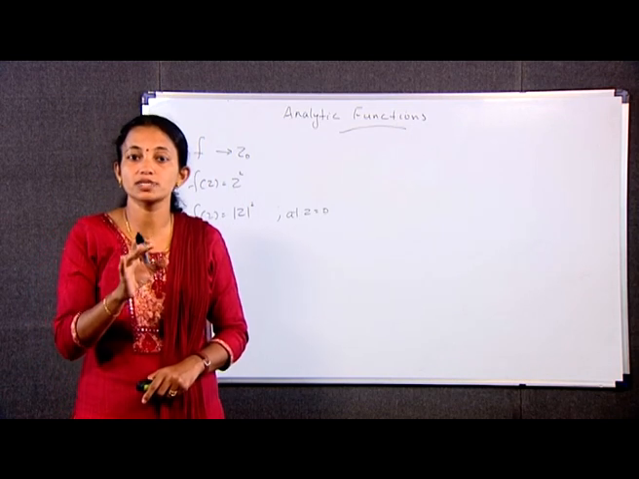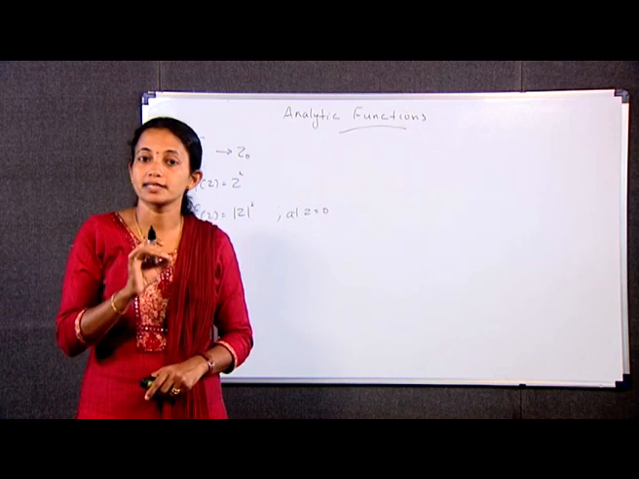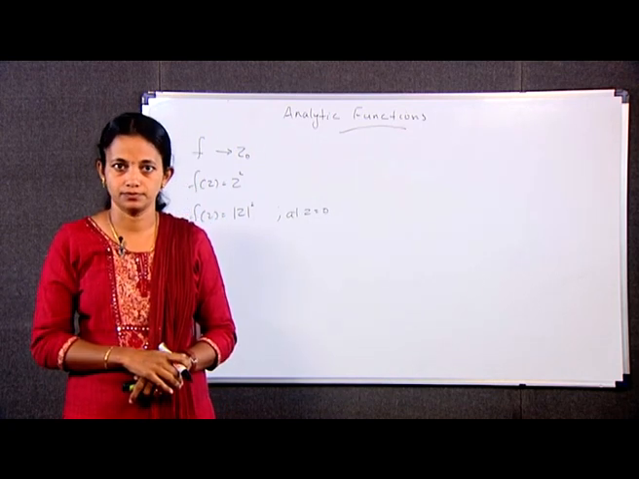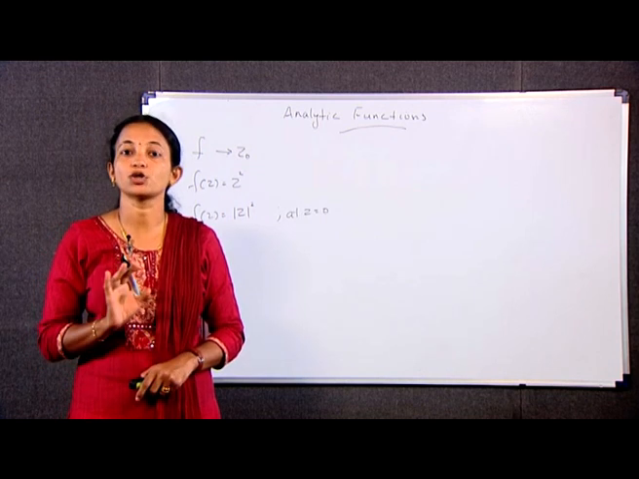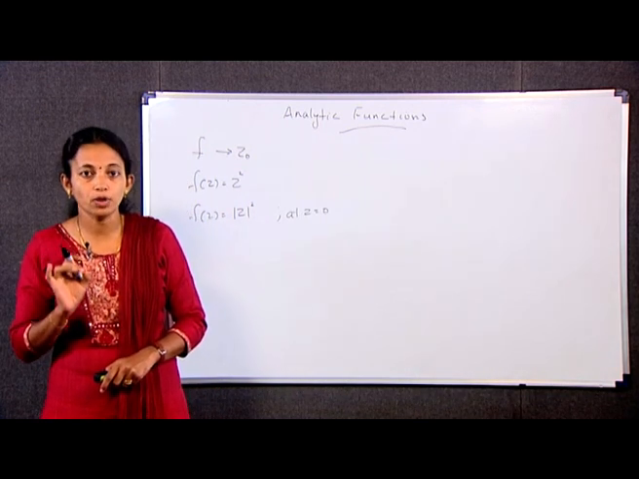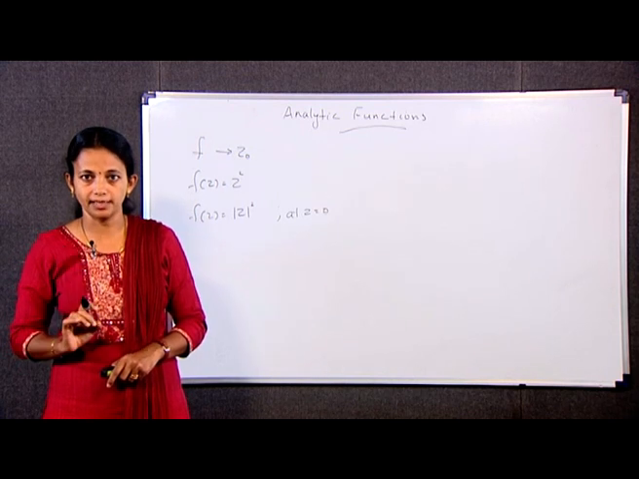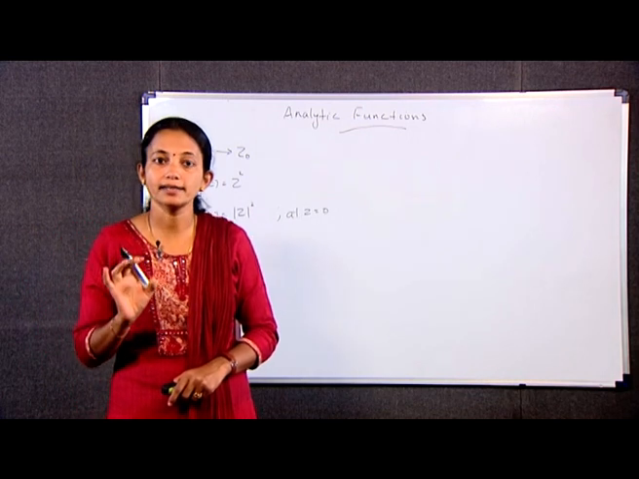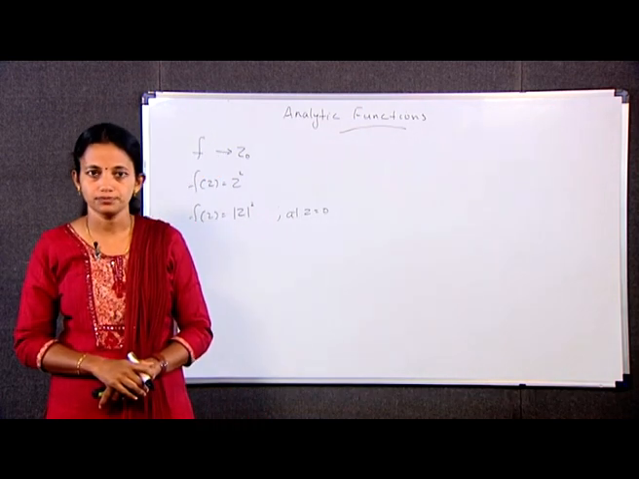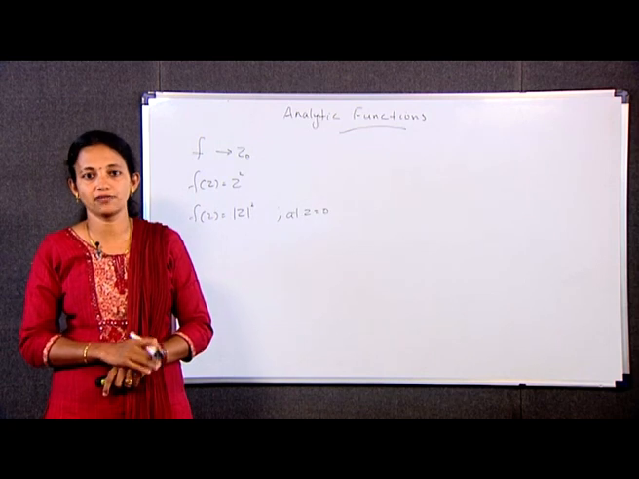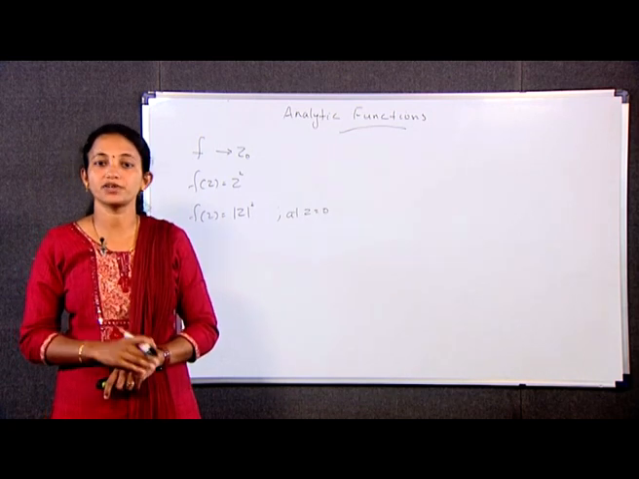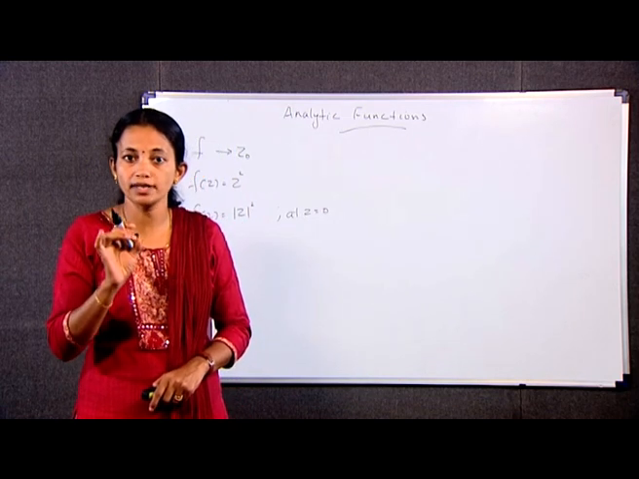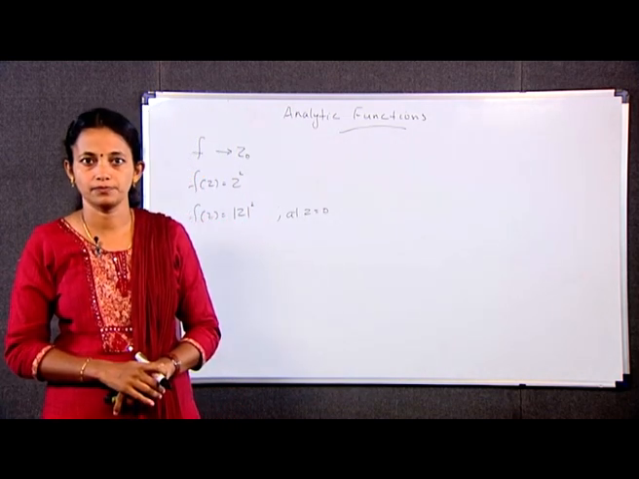f(z) = |z|² is not analytic at z = 0, though its derivative exists there. The reason is that it is not possible to find a neighborhood of 0 such that the derivative of f at each point in that neighborhood exists. Next, we have an entire function. An entire function is a function that is analytic at each point in the entire complex plane.